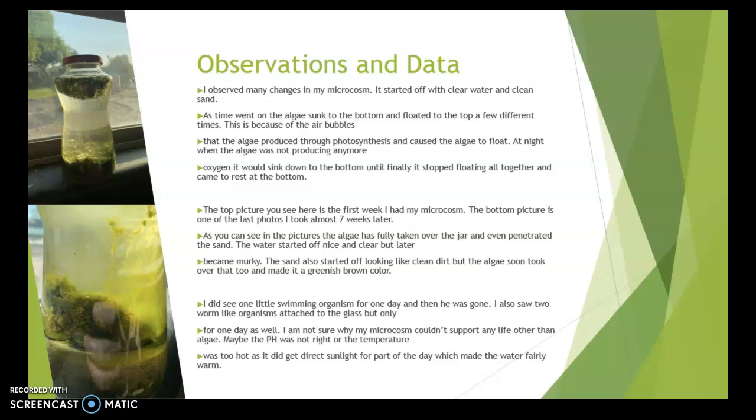Also, I saw a couple of worm-like creatures on the side of the glass. There were about 2 of them and they were moving, and then the next day they were gone as well. So I don't think they lasted very long, but there definitely were some living organisms in my microcosm. Not sure if it got too hot from the direct sunlight or if the algae just took over. I don't really know for sure why they died off.